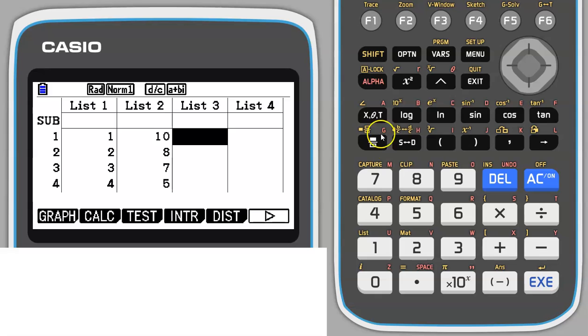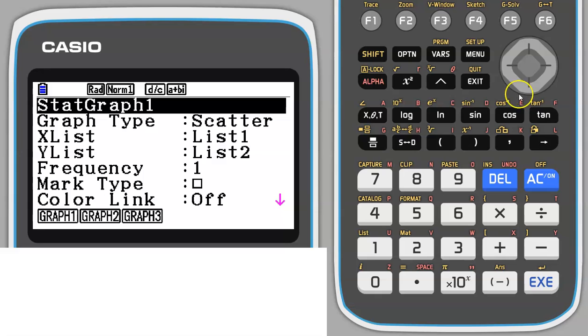What we're then going to do is graph this. So we press F1, with graph sitting above the F1 button. And we're just going to check our settings to make sure that it's all correct. And this is what you want to see.